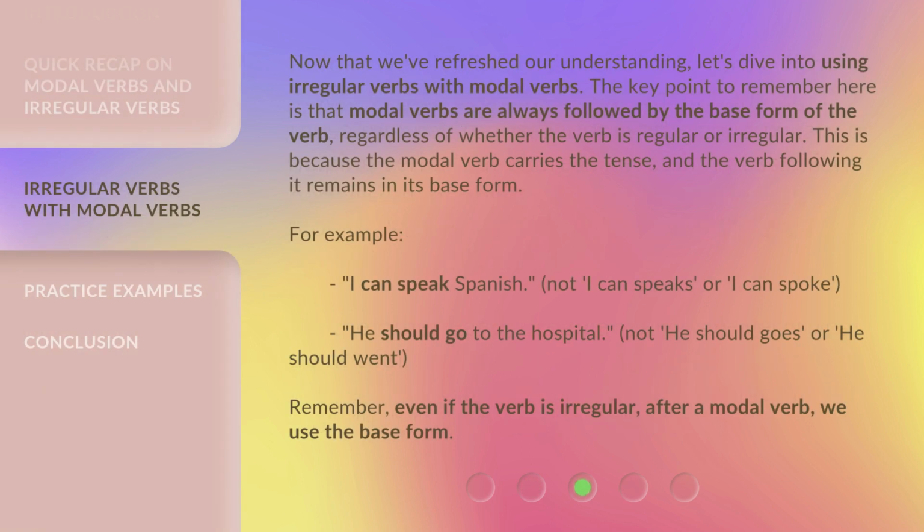Now that we've refreshed our understanding, let's dive into using irregular verbs with modal verbs. The key point to remember here is that modal verbs are always followed by the base form of the verb, regardless of whether the verb is regular or irregular. This is because the modal verb carries the tense, and the verb following it remains in its base form. For example, I can speak Spanish, not I can speaks or I can spoke. He should go to the hospital, not he should goes or he should went. Remember, even if the verb is irregular, after a modal verb, we use the base form.